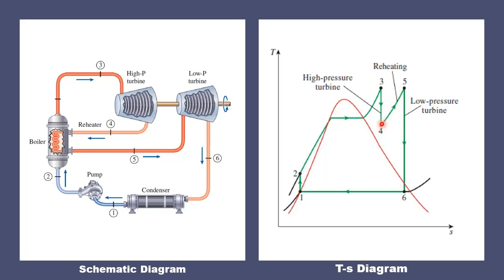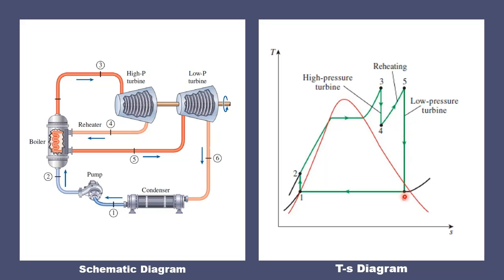As you can see, because of the reheating process, it will now expand again in the low pressure turbine. So you can see here from process 0.5, it will expand to 0.6. Point 6 now has a higher quality as compared to when you simply condense it here at process 3 to 4. So the purpose of the reheating really is to improve the quality of the liquid.